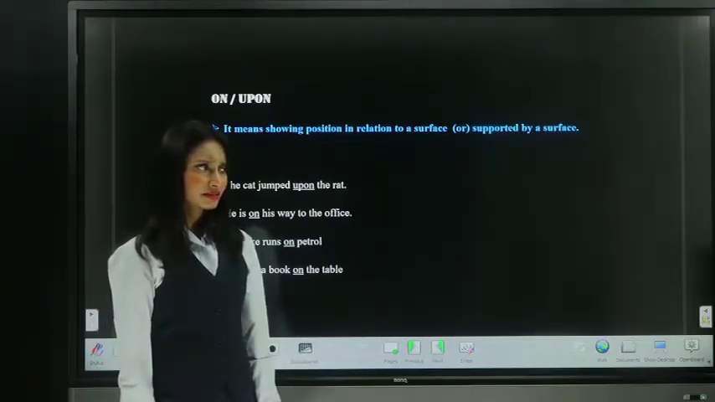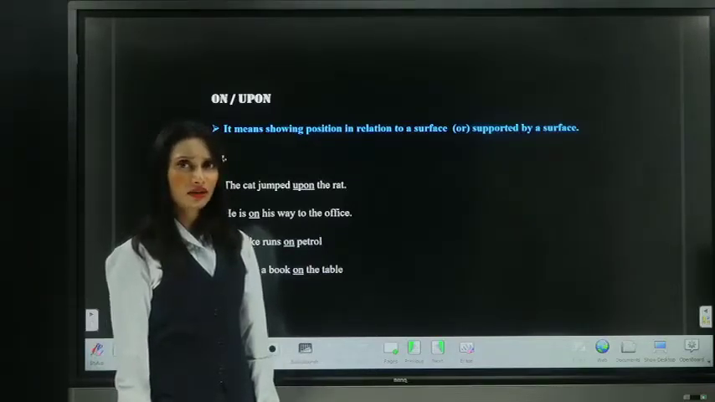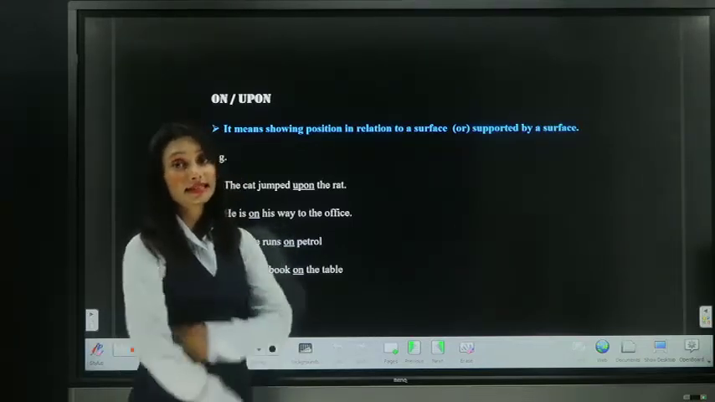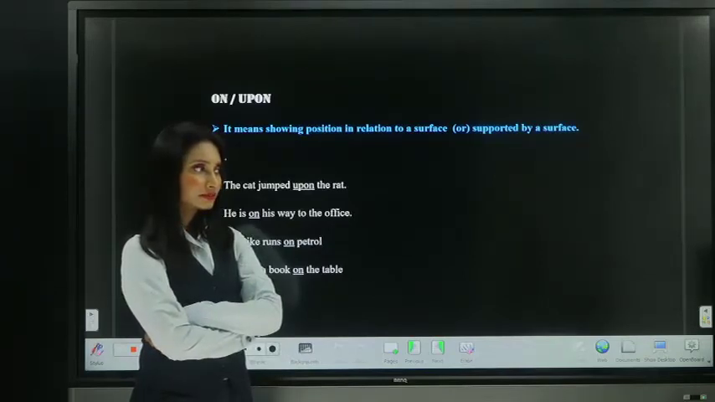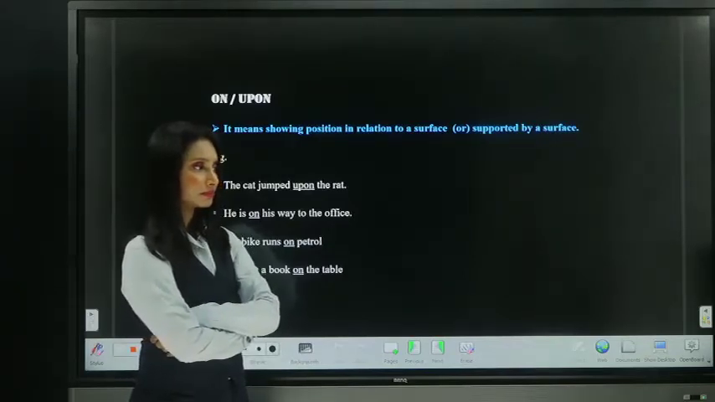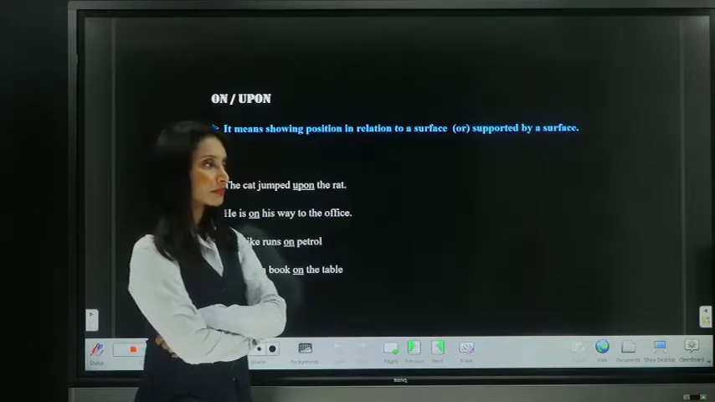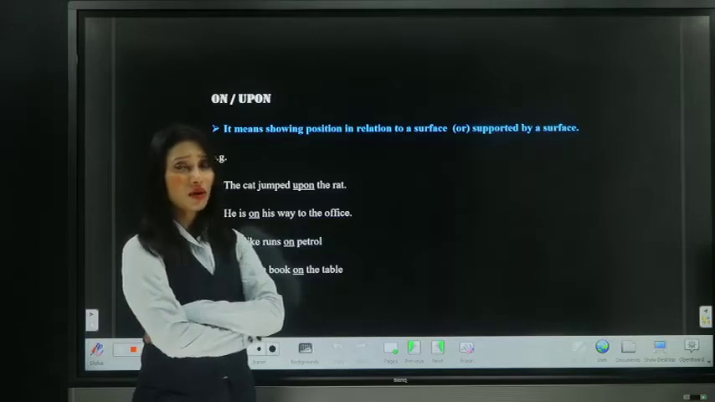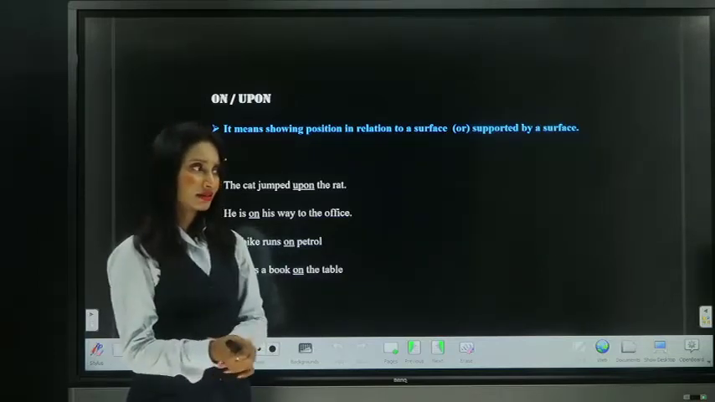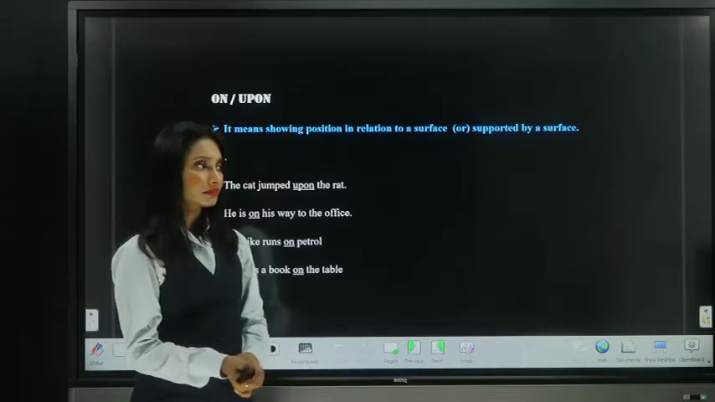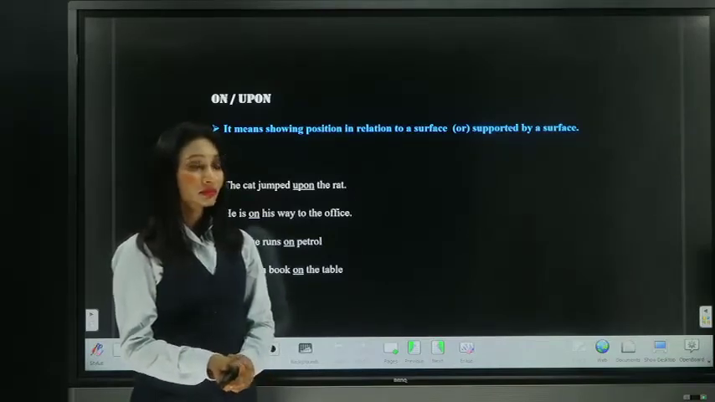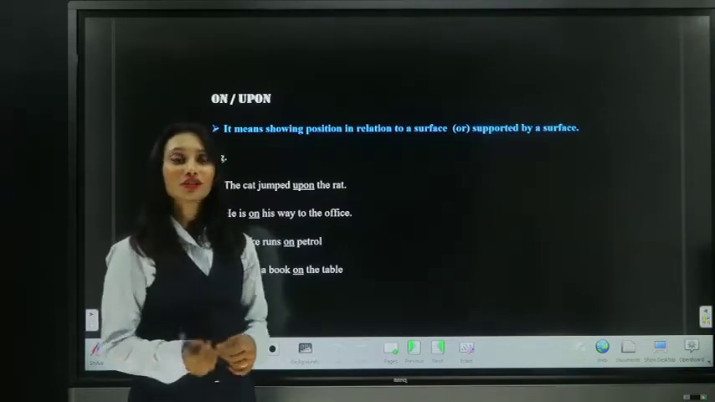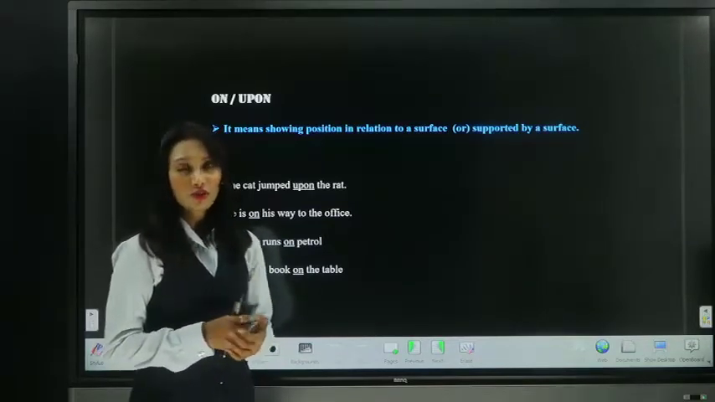Anyone? What is on? When do we use it? What does it indicate? What does it sense? Quick. What do you think on is? You don't need to give me dictionary definitions or textbook definitions. You can tell what you have understood or what you know.